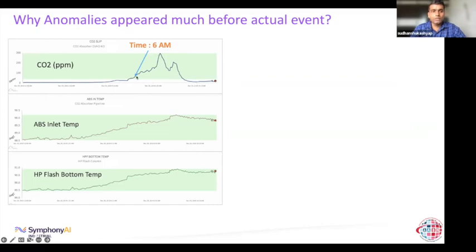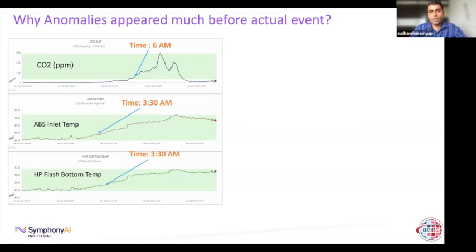But if you look at these contributing parameters, and you want to do the same, you'll be able to see the upward movement even almost 2 hours before, around 3:30 a.m. itself. And the same is true with the HP flash bottom temperature as well. You are able to see this much earlier, and this is happening because there's always a lag in the process. So these parameters are getting impacted first. The problem is occurring here first before it is exhibited on the CO2 ppm, which is basically the output from the system.